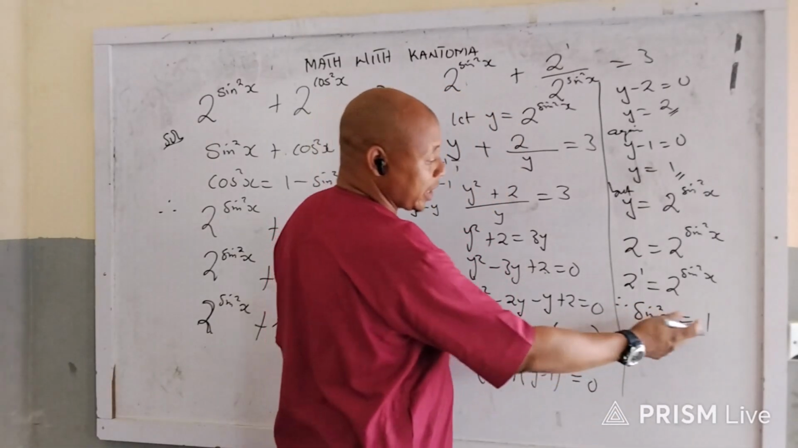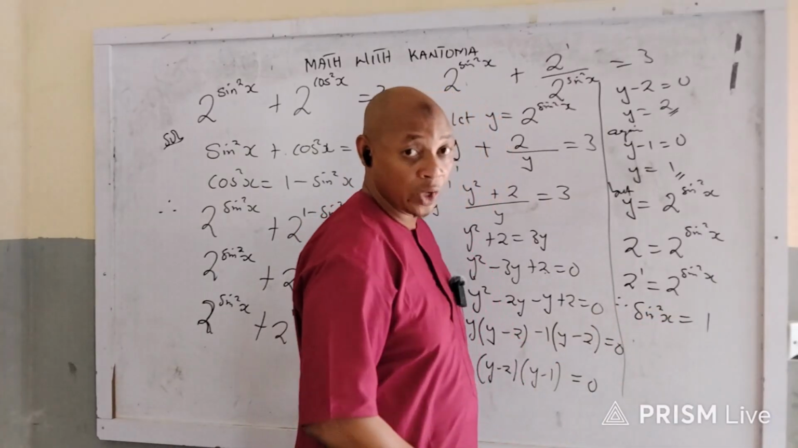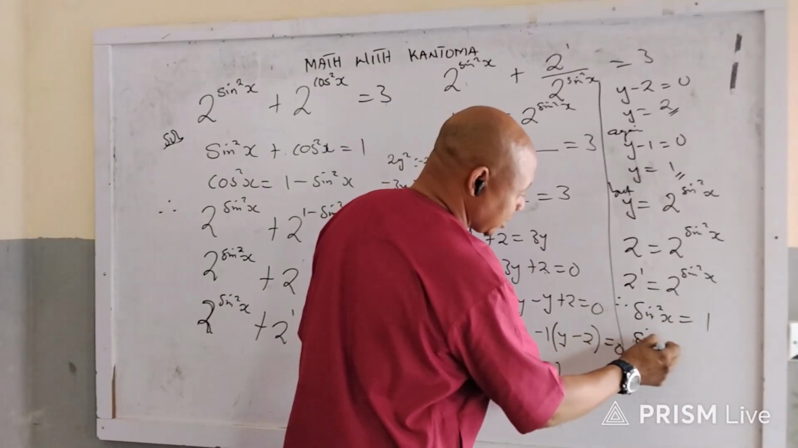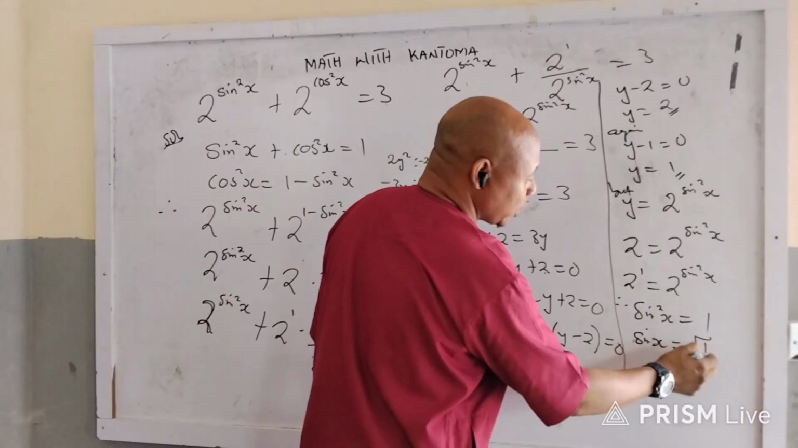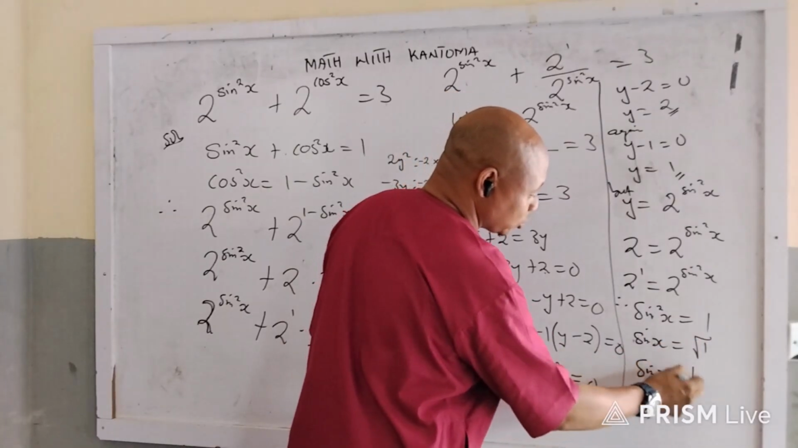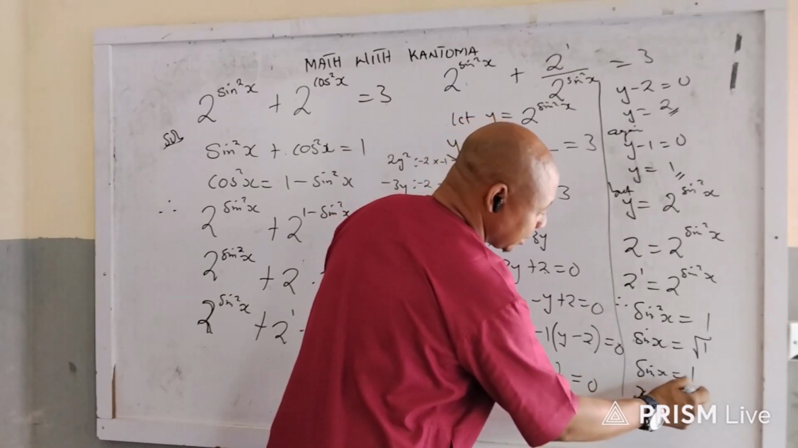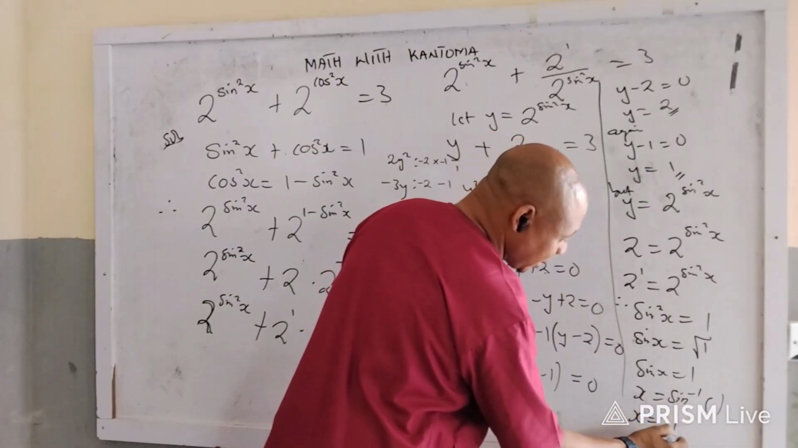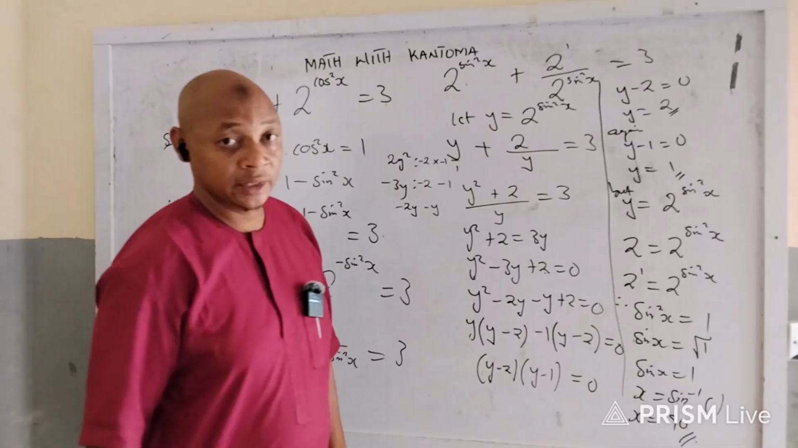So if sine square x is equal to 1, what is the value of x? We are going to take the square root of both sides. So when we take the square root of both sides, the power here is going to vanish. So I have sine x is now equal to square root of 1, and square root of 1 is 1. Therefore, sine x is equal to 1. So what is the value of x? X is equal to sine inverse of 1. And what is sine inverse of 1? Sine inverse of 1 is equal to 90 degrees.